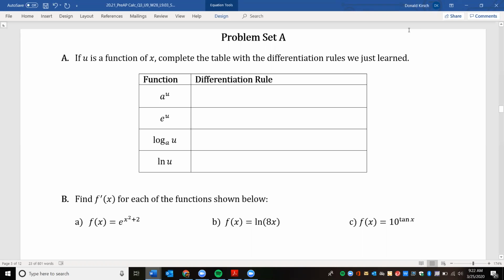It's not going to be quite as pretty. It's going to have some different problems on it. All we're doing today is taking the derivative of different types of functions, whether those be exponential or logarithmic.